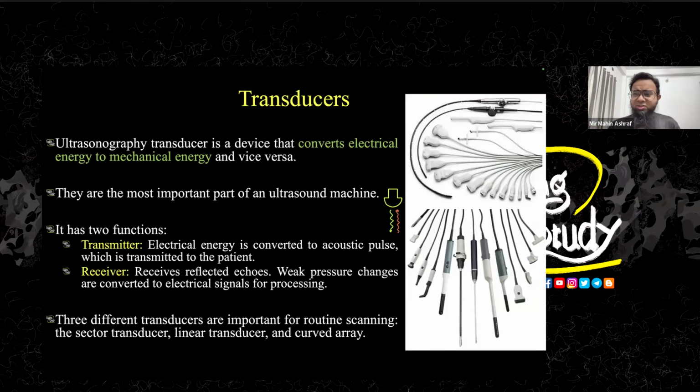Anyway, so come to the transducer, which is the most important part of an ultrasound machine. This is the functional part, which converts electrical energy to mechanical energy and vice versa. It has two important functions: it acts as a transmitter, transmitting the sound wave, and it receives the reflected echoes back. When it gets the reflected echoes, it converts them into electrical energy again, which is then processed by the machine and we can see it as an image. So the main active part is the transducer.